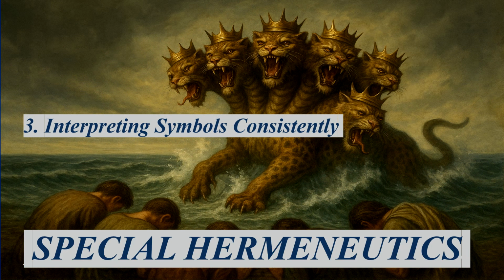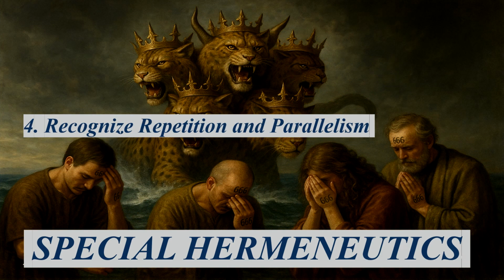Third, we must interpret symbols consistently. Many symbols are drawn from earlier Scripture, for example, beasts, horns, lampstands. Always look first to the Old Testament background to understand New Testament imagery. Fourth, we must pay attention to repetition and parallelism. Apocalyptic texts often present the same reality from multiple angles. For example, Daniel's visions and Revelation's cycles. Do not assume every vision is strictly sequential.